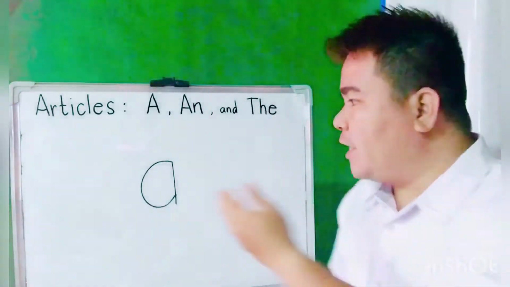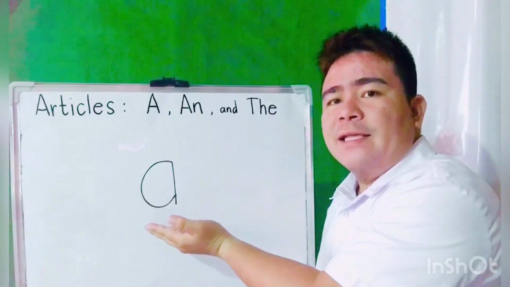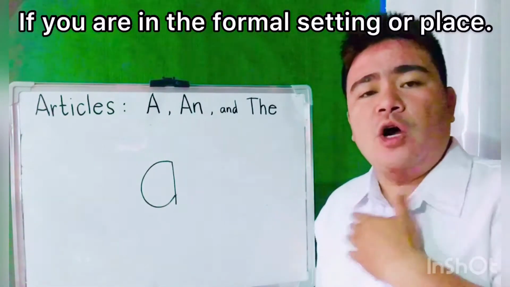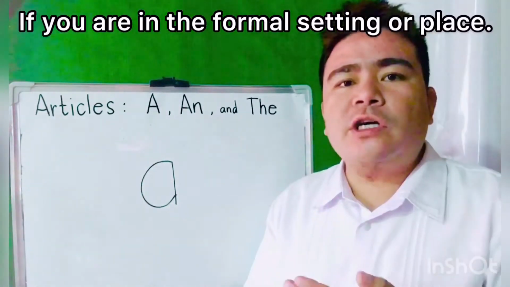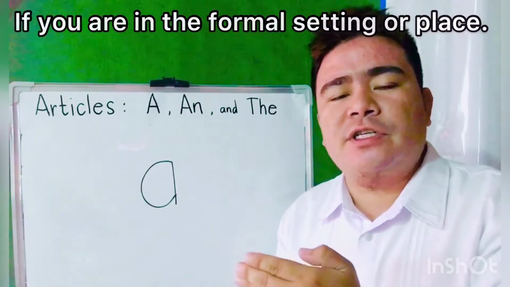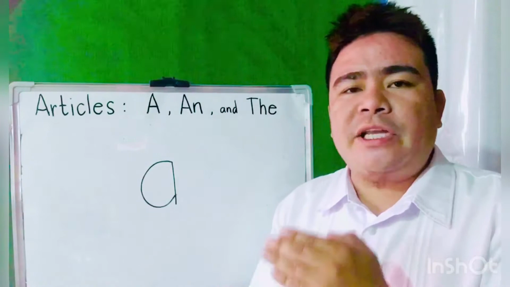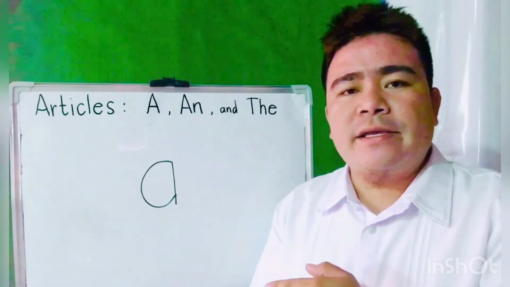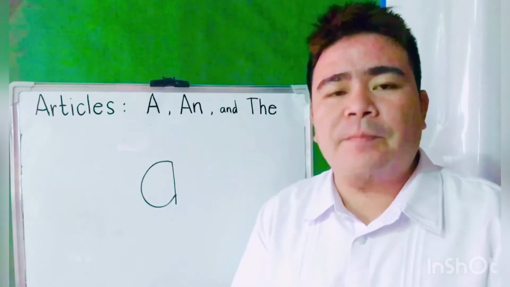The article a is read as "ay" if you are in a formal setting. For example, you are inside the church, in order to point out a particular verse in a chapter or a particular chapter in a book in the Bible, we use "ay" because you are in the formal setting.